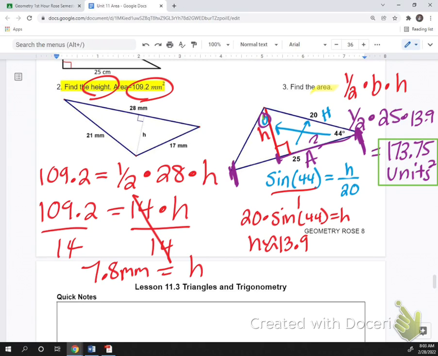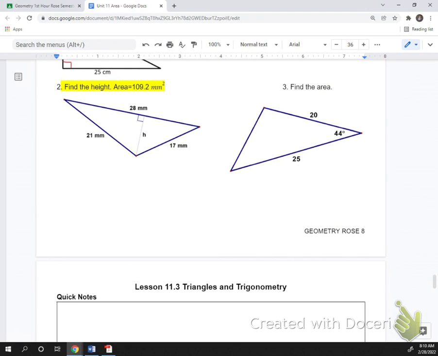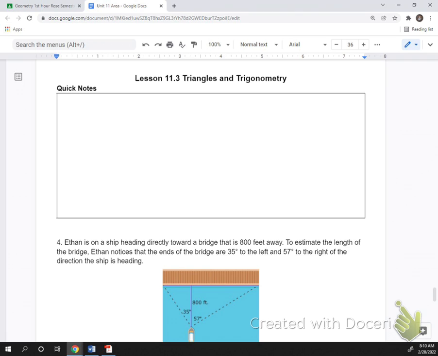Flip the page. So let's do some quick notes, and then we'll do number 4 together, which is a word problem. When we're finding the area of right triangles using trig, here are the steps we should follow. Finding the area of triangles using trig.